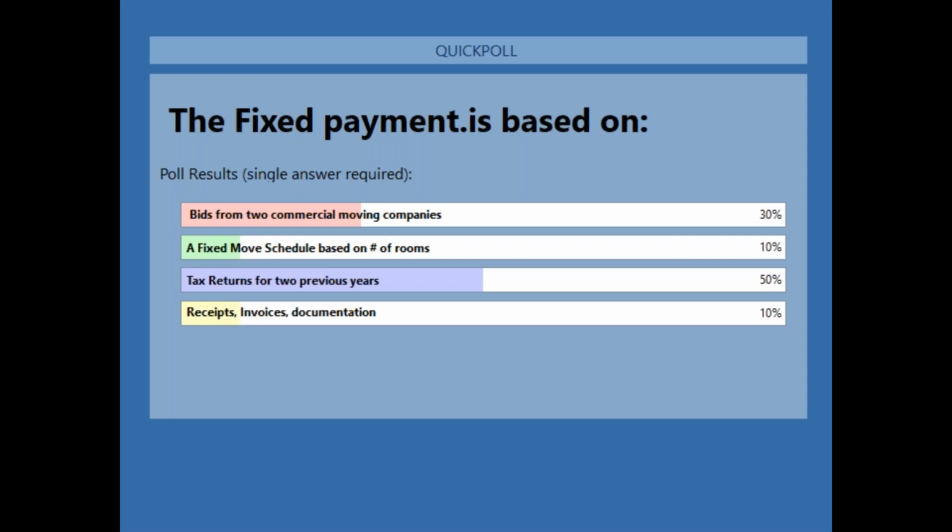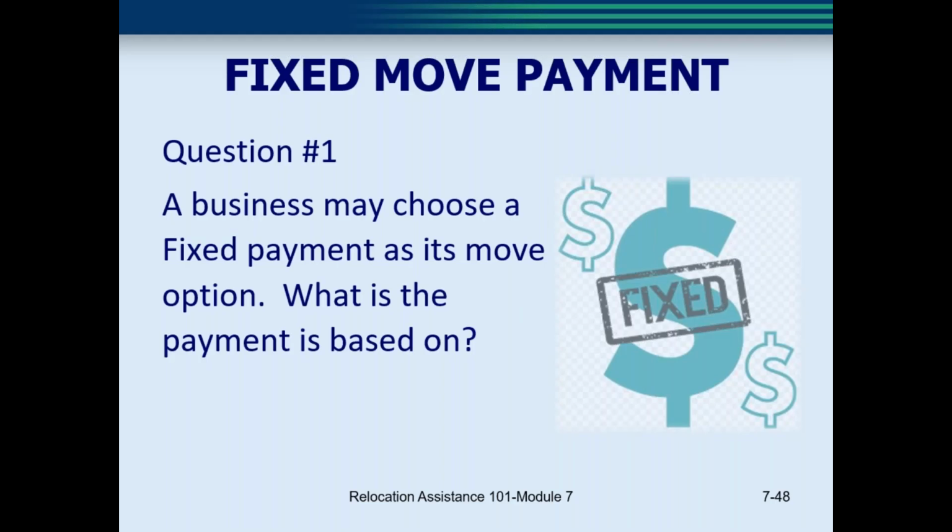Okay, and the correct answer is tax returns for the 2 previous years. Remember, we just talked about it's the average of the net earnings for the 2 previous years of when they were displaced, by tax returns. Okay, so let's go to the next question.